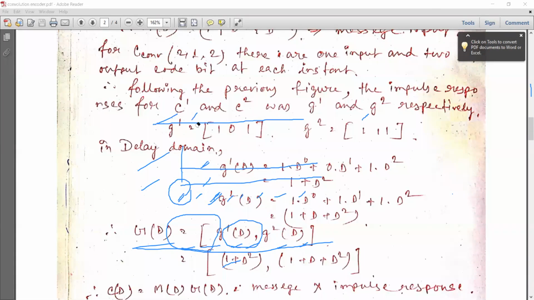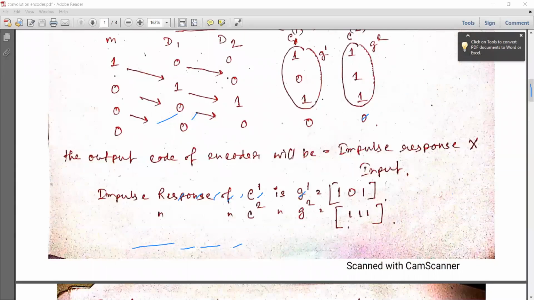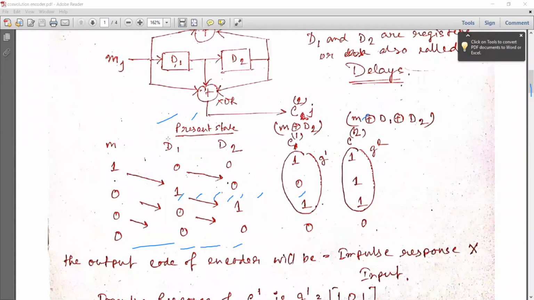So this is the procedure to generate the convolutional coded bits as output from the encoder. The diagram you have to make, or you will be given. When a diagram is given, you first have to make the impulse response by this table.